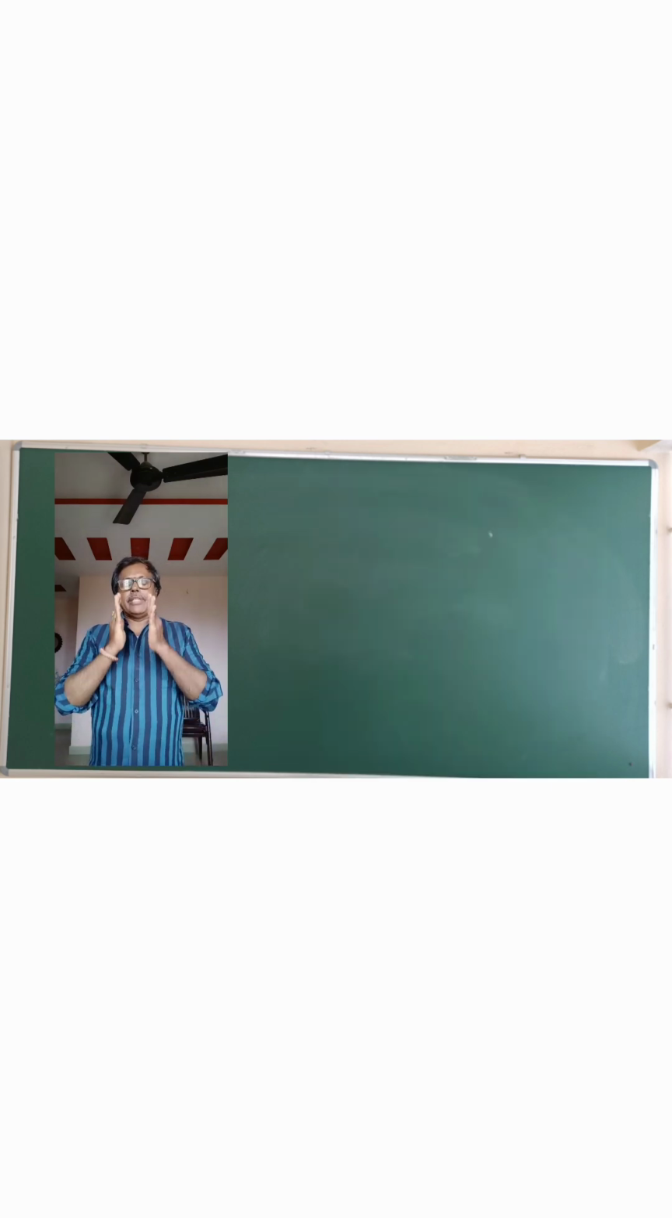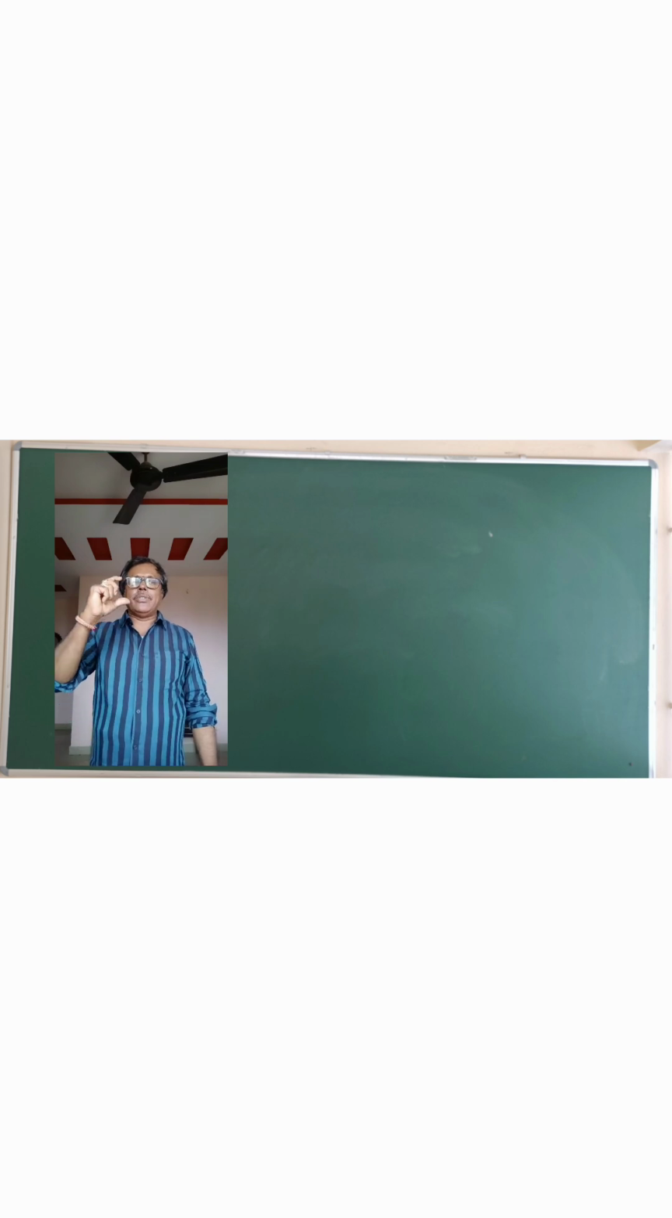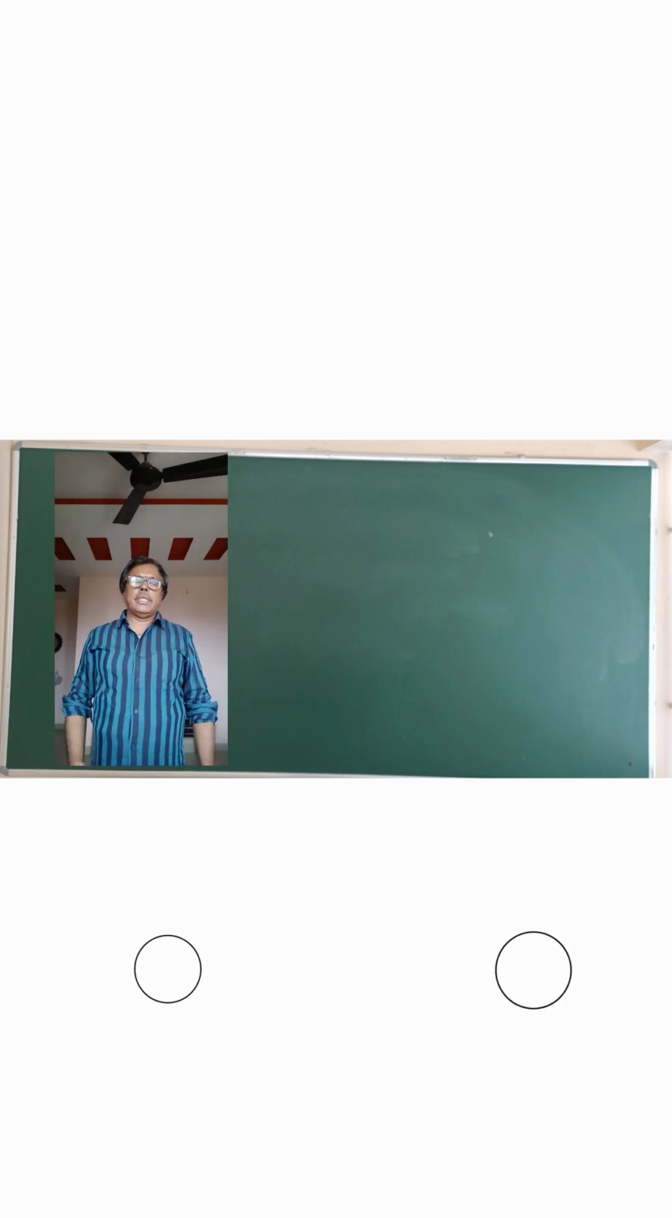Therefore, electric field intensity or electric field strength E is equal to F by Q. It can be formulated as E is equal to F by Q. Therefore, the force experienced by unit positive charge placed at a point in an electric field is the electric field intensity. E is equal to F by Q, which can also be written as 1 by 4 pi epsilon 0 into Q by R square.